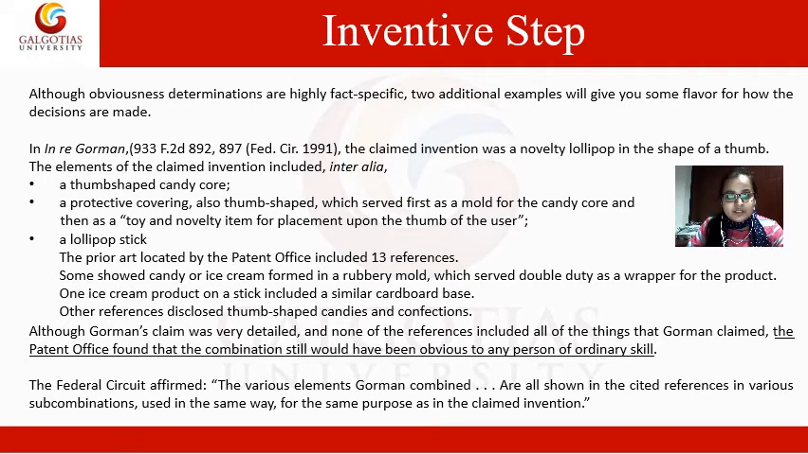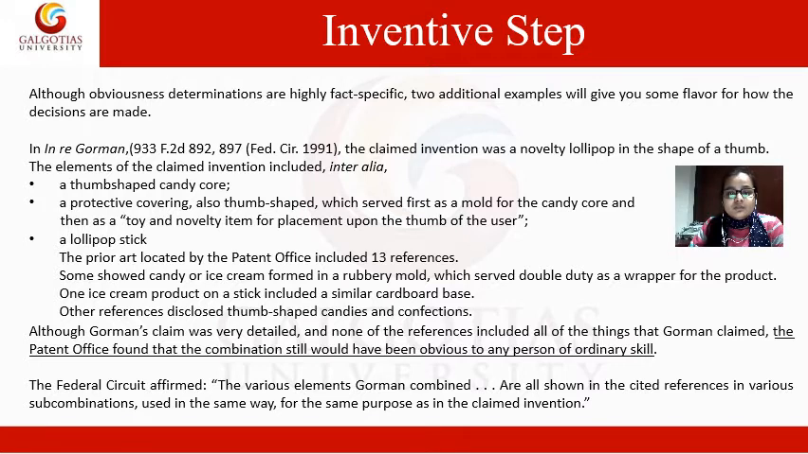cannot be patentable. Moving forward with another case, known as In re Gorman, again a US-based case. What happened in this case: Gorman's claims were very detailed and none of the references included all the things that Gorman claimed. The patent office found that the combination would still have been obvious to any person with ordinary skill reading the references. So they were basically trying to claim an invention on a lollipop in the shape of a thumb.